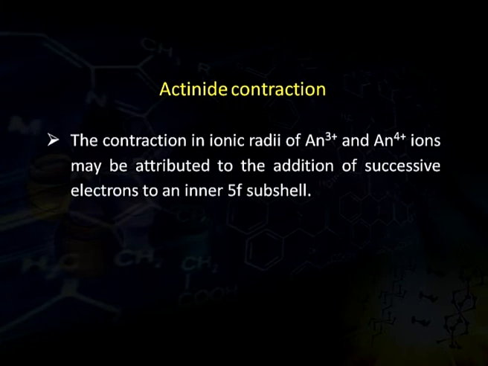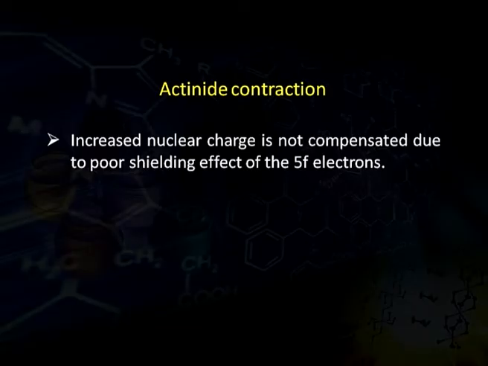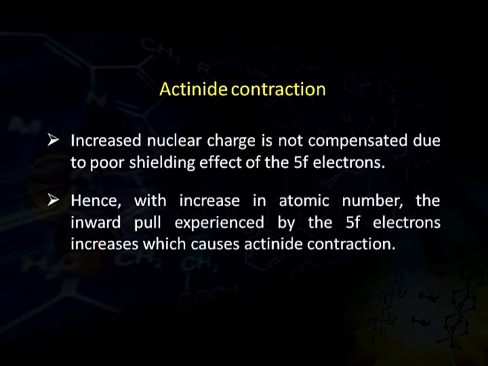Here the contraction in ionic radii of actinides in +3 and +4 state of ions may be attributed to the addition of successive electrons in an inner 5f subshell. Thus, at each step the nuclear charge is going to increase, and further the increased nuclear charge is not compensated due to the poor shielding effect of the 5f electron. Hence, with increase in atomic number, the inward pull experienced by the 5f electrons increases, which causes actinide contraction.